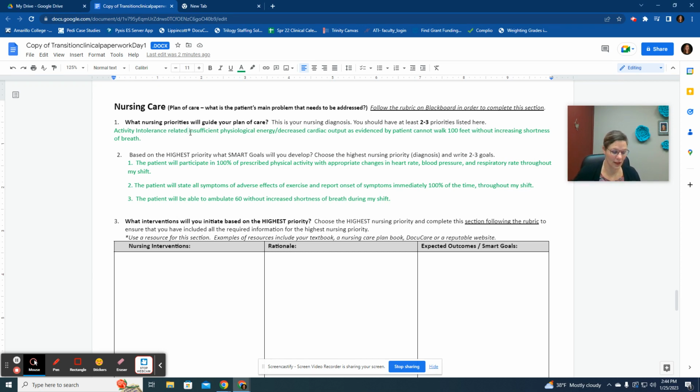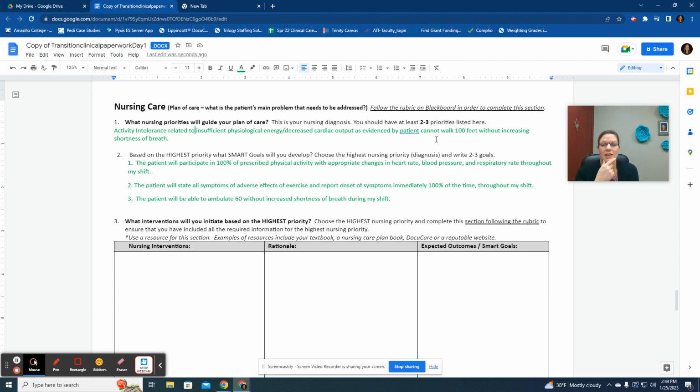Let's edit this to include the word to insufficient physiological energy. And also that kind of comes from the decreased cardiac output from the heart failure. So I did include slash decreased cardiac output as evidenced by patient cannot walk 100 feet without increasing shortness of breath. So I used my patient specific information for the signs and symptoms.